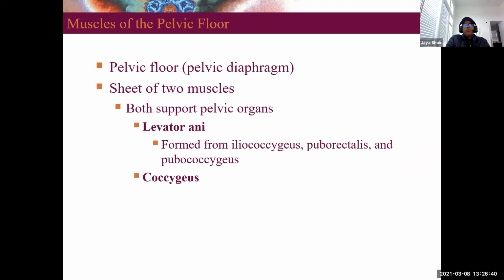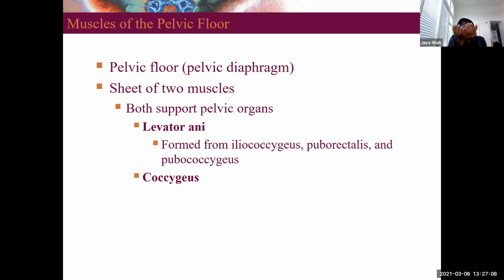Okay, now pelvic floor muscles. So you know the pelvis is formed by 3 bones, and that is ilium, ischium, and pubis. And posteriorly, it is also covered by another bone. What is that bone called? Sacrum. Sacrum. And that cavity is called the pelvic cavity.